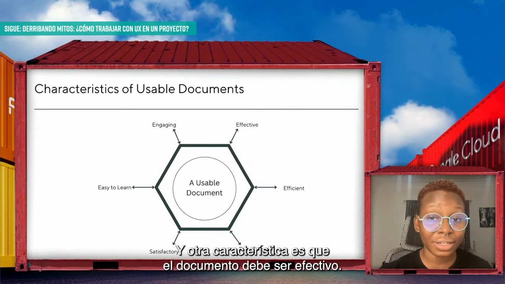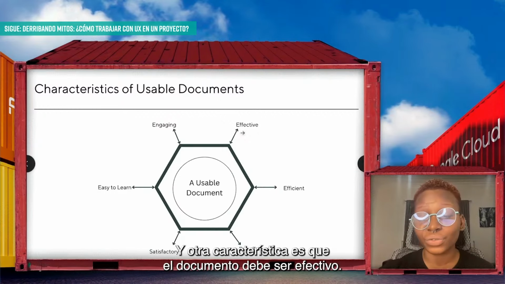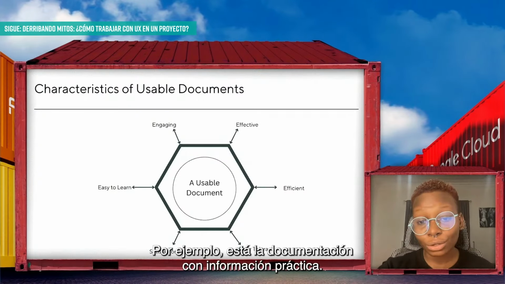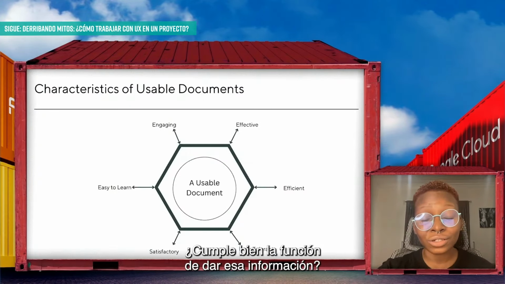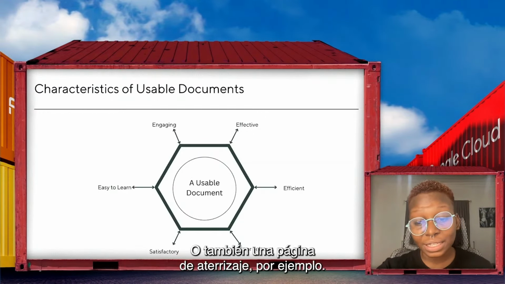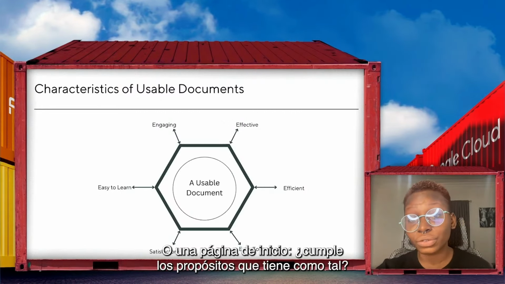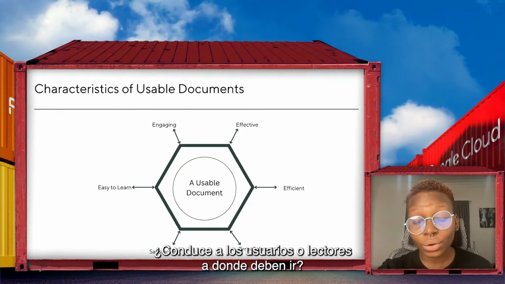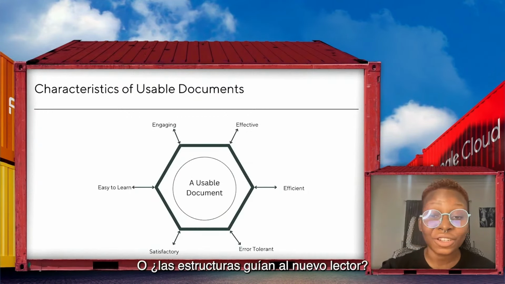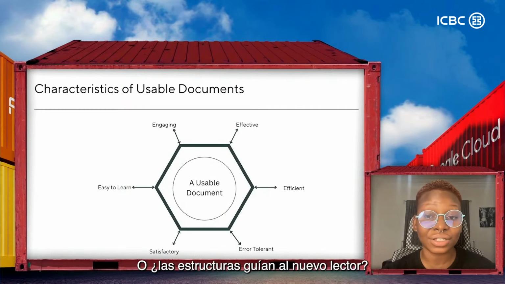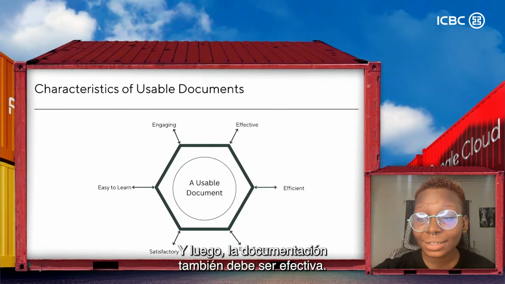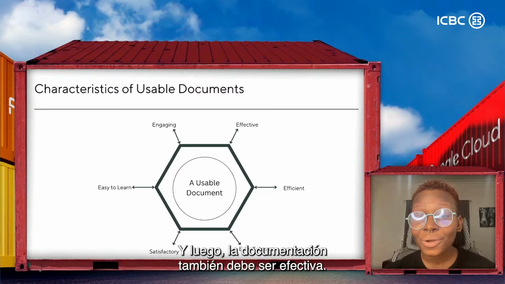And another characteristic you should look out for is the effectiveness of your document. Does it actually serve the purpose that it is created for? For instance, you have a how-to documentation. Does it actually do the work of a how-to documentation? Or you have a landing page, for instance, or a homepage. Does your homepage actually fulfill the responsibilities of a homepage? Does it lead the users or the readers to the right places? And does it have all of its structures laid out in a way that I could actually get around with? And then your documentation should also be effective.